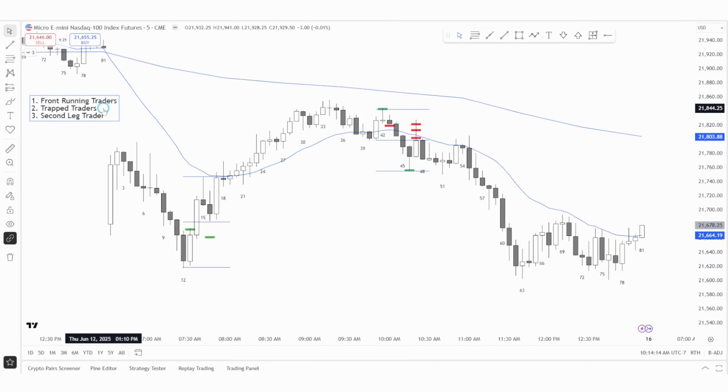This is the way I look for every trade and the way I structure my trades. I look for front running traders, I look for trap traders, and then I'm the second leg trader looking to join on the pullback. I see the breakout, pullback, leg 1, pullback, leg 2. So these are the ways the membership videos will be structured from now on.